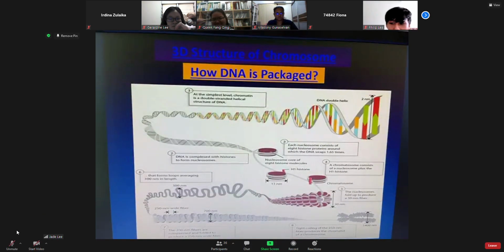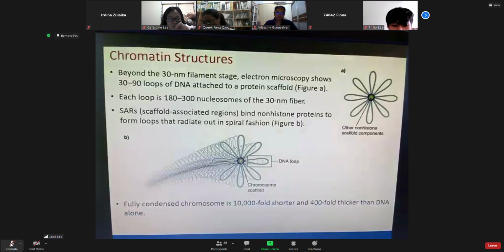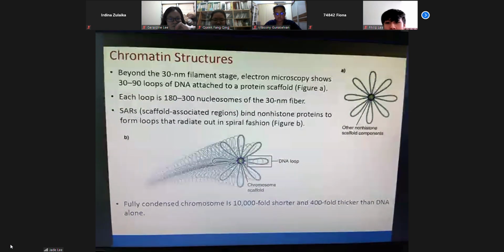Okay? Okay. Move on. This is the chromatin structure. Okay? I'm not going to talk much about this because this is very simple. Yeah? Chromatin. Okay? Macam mana they pack right into this, and then the full condensed chromosome is about 10,000 times shorter and 400 times thicker than the DNA alone. Bagaimana dia boleh buat macam itu?